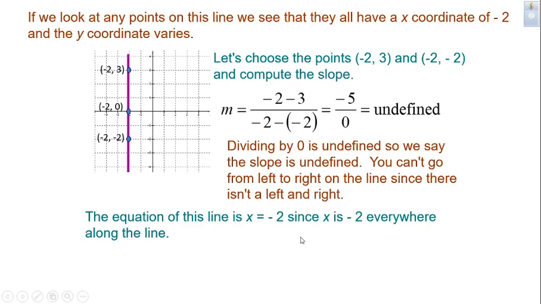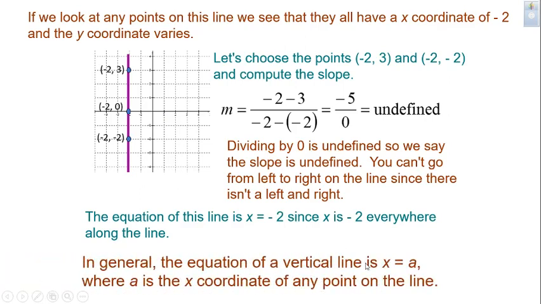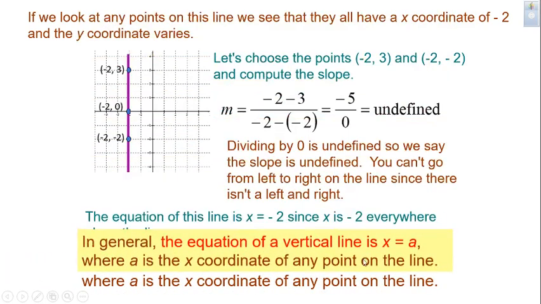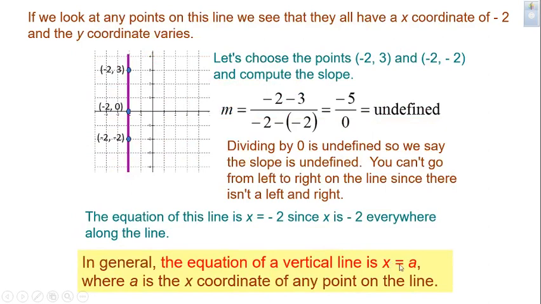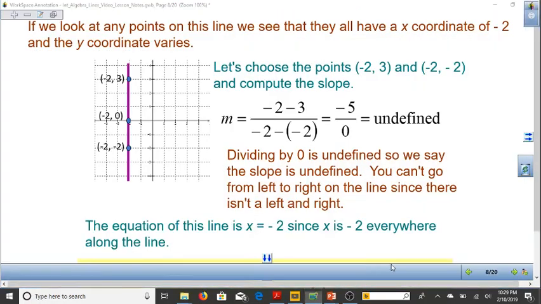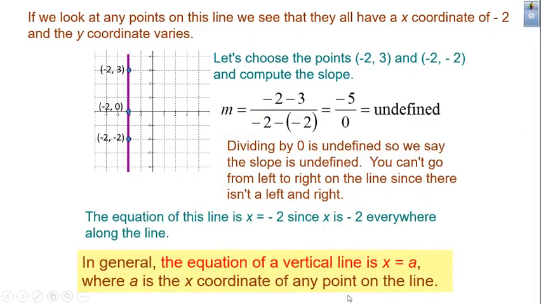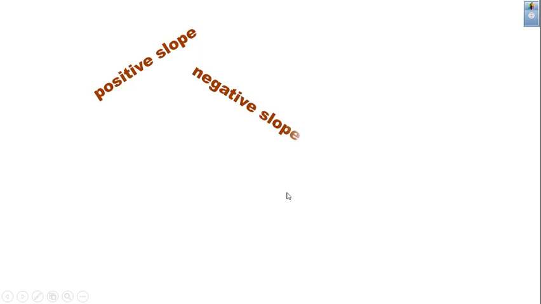So the equation of a vertical line would be x is always the same number. In this case, x is always -2. So we're saying x is equal to -2 regardless of whatever the y value is. So generally speaking, when we have a vertical line, the equation is x equals a, where a is the x-coordinate of any point on that line. X is equal to the x-coordinate.